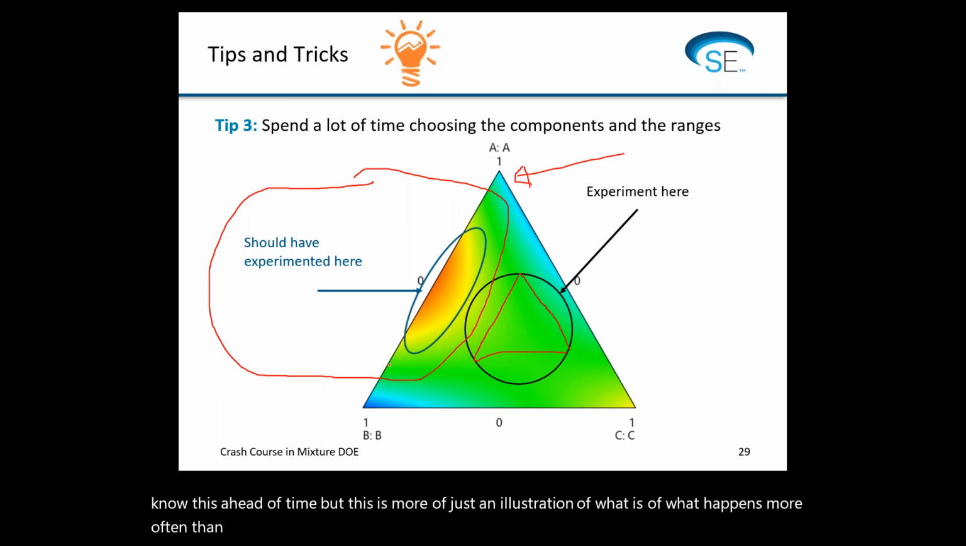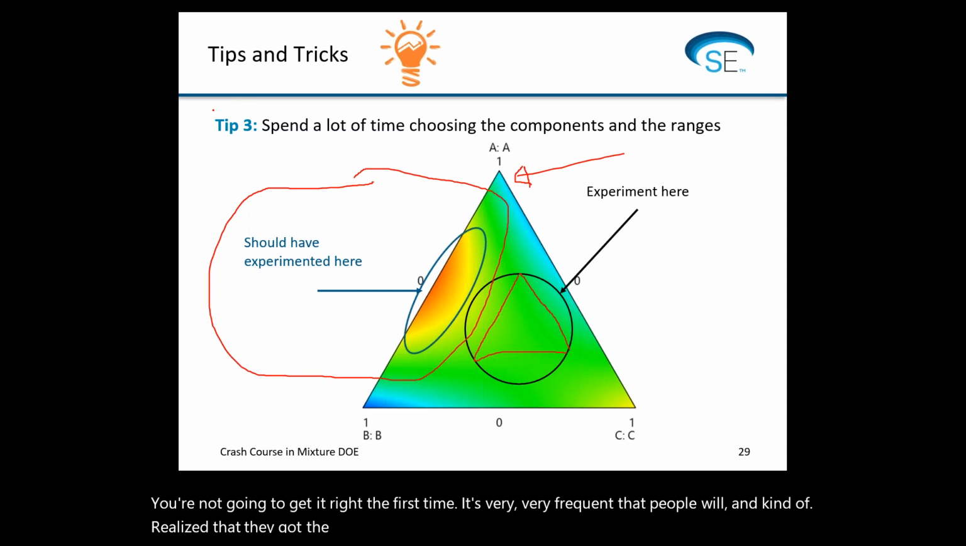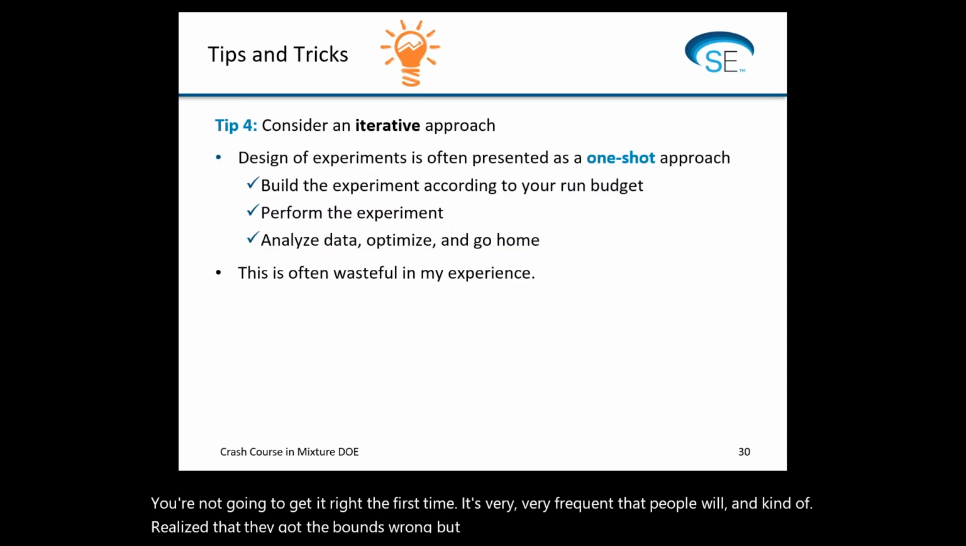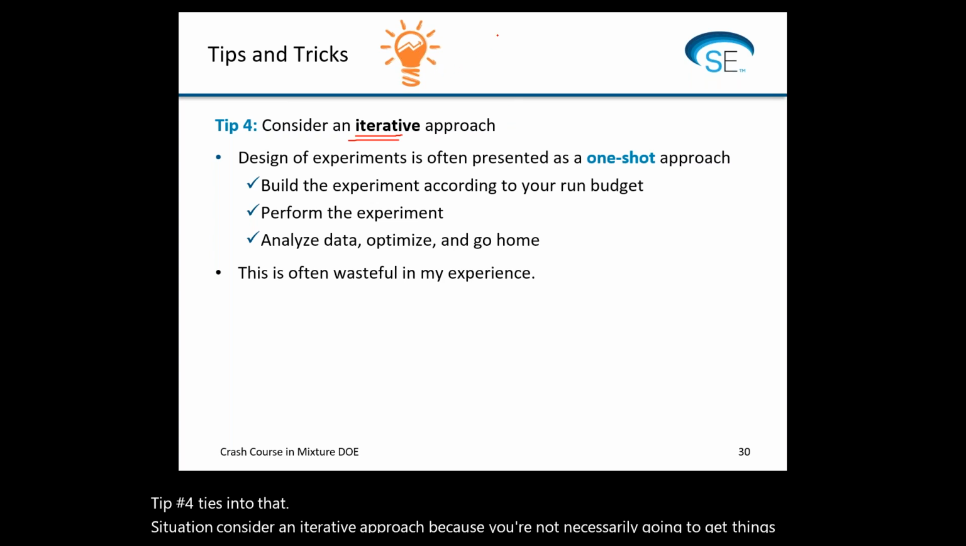So spend a lot of time trying to figure out where the correct place to experiment is. A lot of times, you're not going to get it right the first time. It's very, very frequent that people will whiff and realize that they got the bounds wrong. But now, tip number 4 ties into that situation. Consider an iterative approach, because you're not necessarily going to get things right on the first pass.